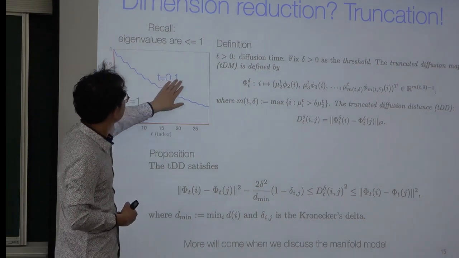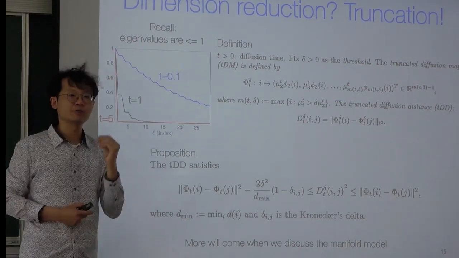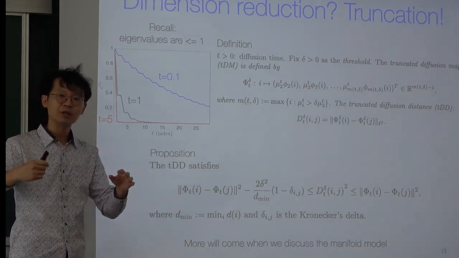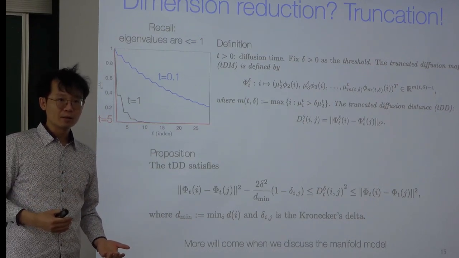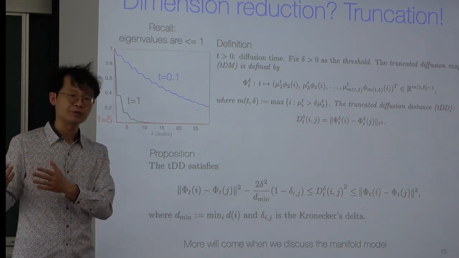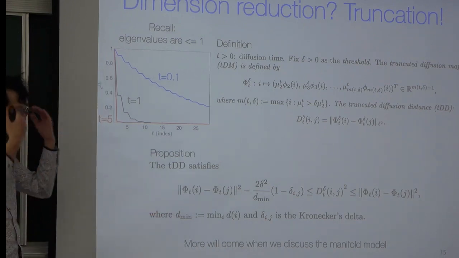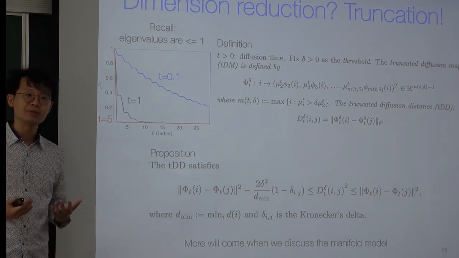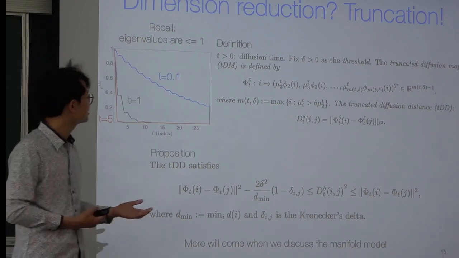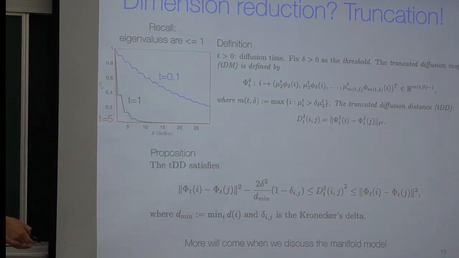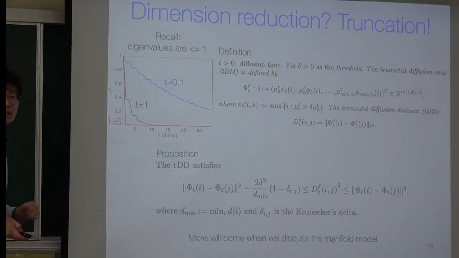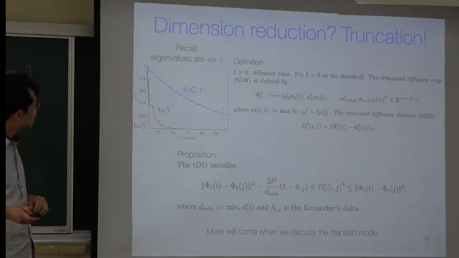So when diffusion time is short, you capture the geometry of the graph. If diffusion time is very long, you capture the topology of the graph. And this relationship between diffusion time and topology and geometry should remind you of some kind of uncertainty principle, just like in Fourier series, Fourier transform, Fourier analysis, or something like in the index theory and so on. And we will come back to this relationship later when we discuss more theoretical results on the manifold model.